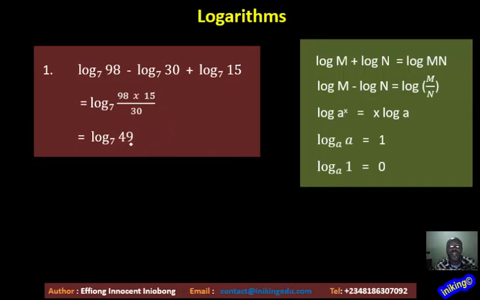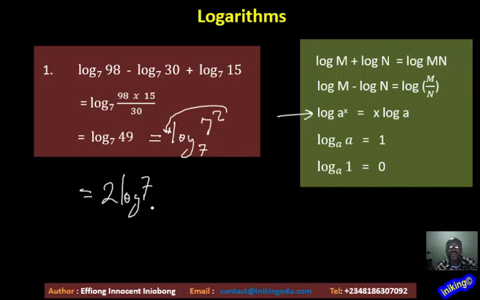Look at 49. 49 can be expressed as 7 raised to the power of 2. So we can write this as the logarithm of 7 raised to the power of 2 to base 7, and then apply this rule that says that this exponent 2 can be sent to the front. So we have that as 2 log 7 to base 7, and again we can apply this other rule that says that the logarithm of a number to the same base is 1. So log of 7 to base 7 is 1. So I can write this as 2 times 1, and that gives us 2. So that's it for the first question.